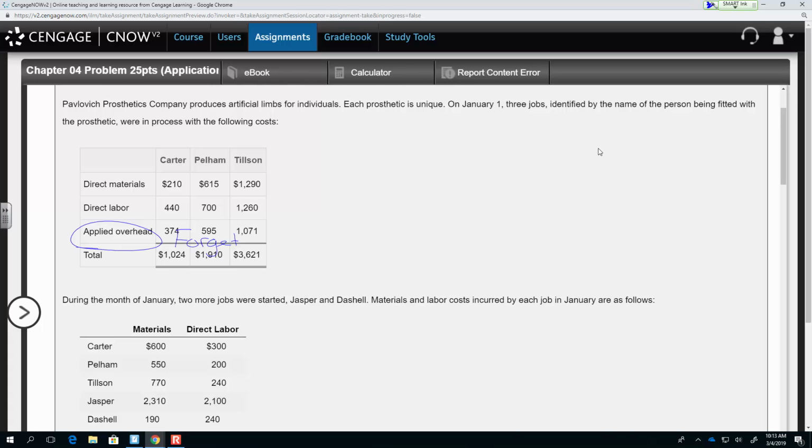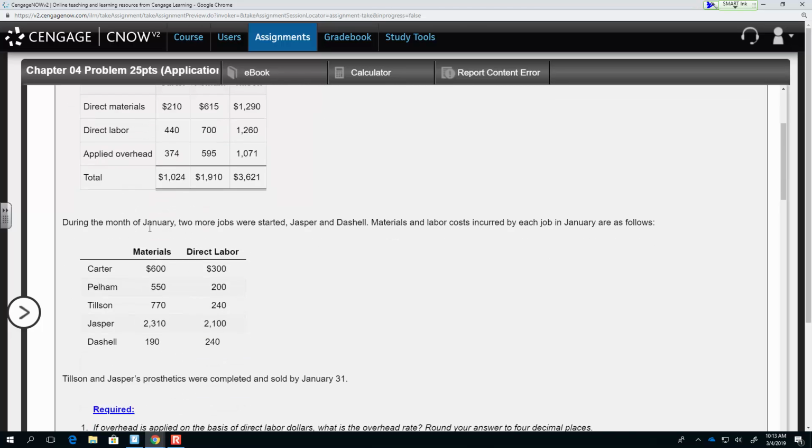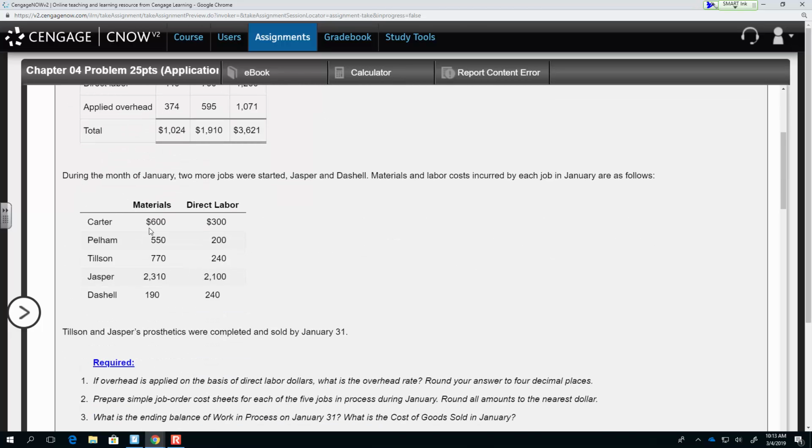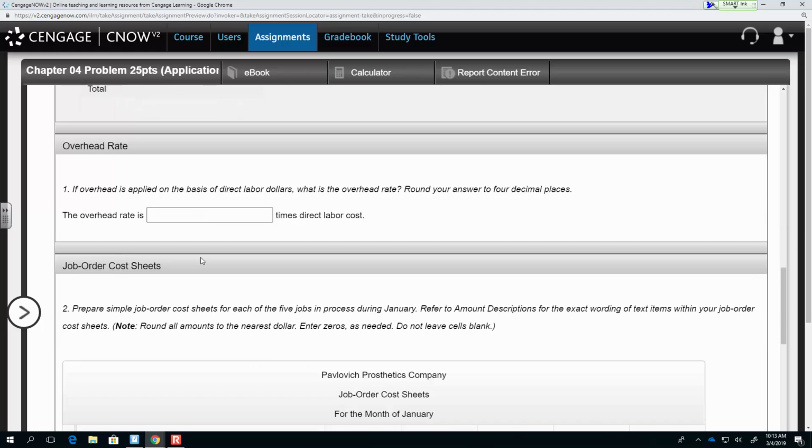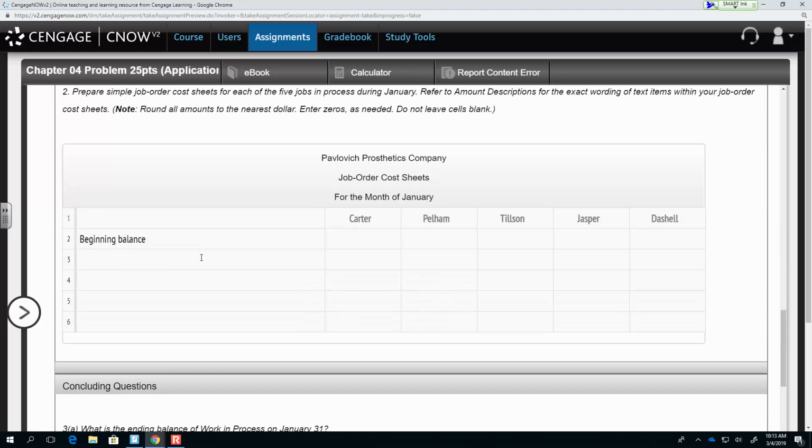So don't forget that. I'm going to clear this ink because it's just in the way. 1,024, 1910, and 3621 are your beginning balances. And you'll notice that we started the Jasper and Dashiell jobs during the month. So we have a total of 5 jobs now that we're working on, and that's what this table will guide you, which is our job order cost sheet. There are 5 jobs here that you have to compute the total cost of. Okay?